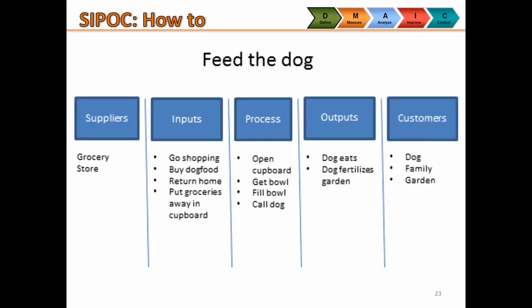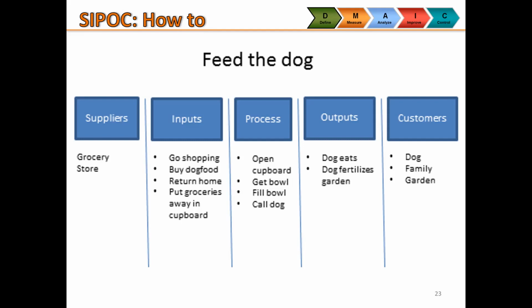Here's a cool example. This is my friend Sean Hassett from Ulrich Steel, like 3 or 4 years ago when he took this class. Feed the dog, open the cupboard, get a bowl, fill the bowl, call the dog. And then it's interesting because he actually amended this to I have to get medication for the dog too. I got to go get the pill. So that would be an input and a supplier. I have to go to the vet to get the pill or whatever.